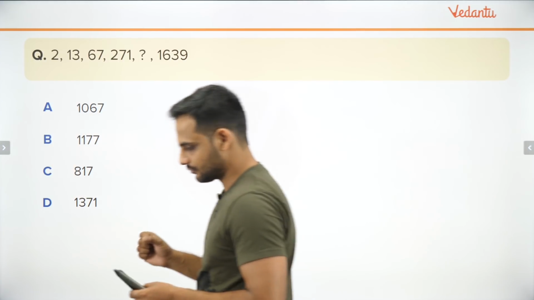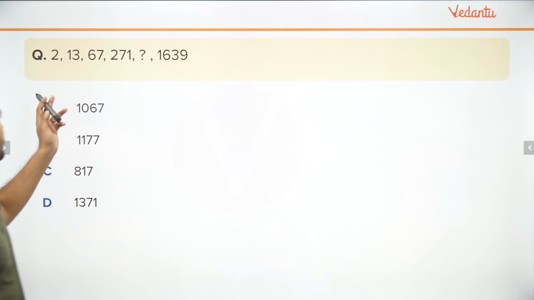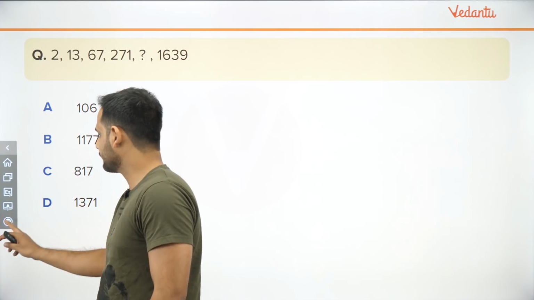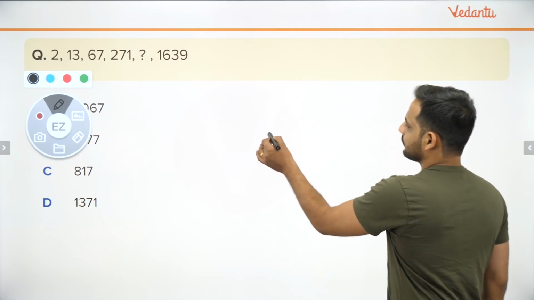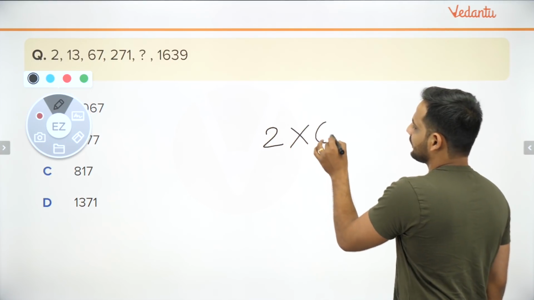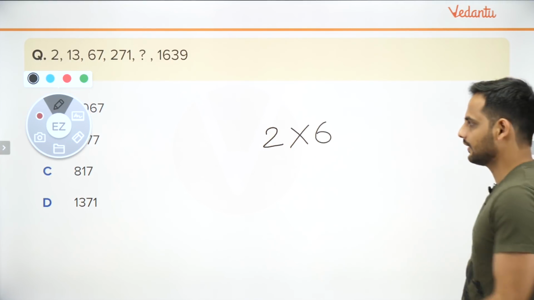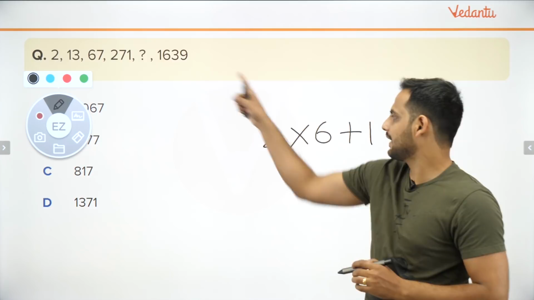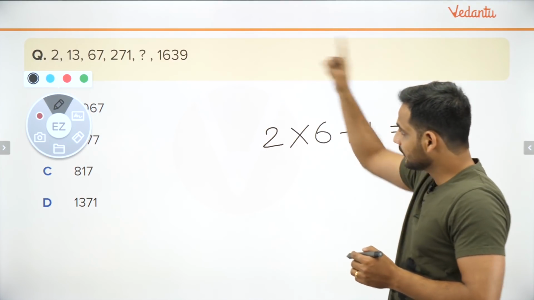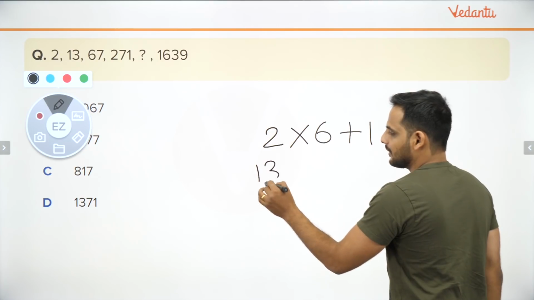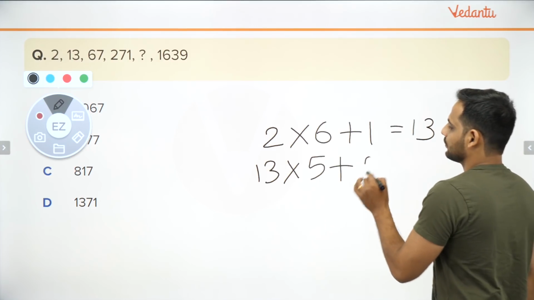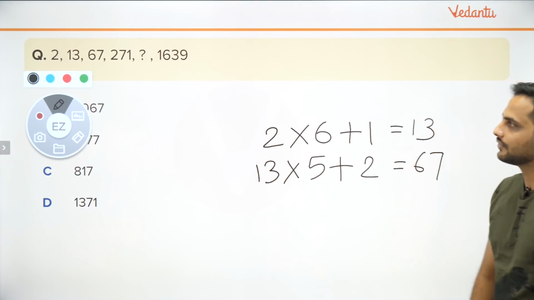As you can see, from 13 to 2, how can we go? We can go in many ways, 2 plus 11 or something like that. And 13 to 67 we also have to go in some way. Now one pattern is, if I multiply 2 with 6 and then add 1, I get 13. So the first number I multiplied with 6 and added 1 to get 13. The second number, if I multiply 13 with 5, 13 fives are 65, plus 2 gives you 67. Now you can see the pattern.